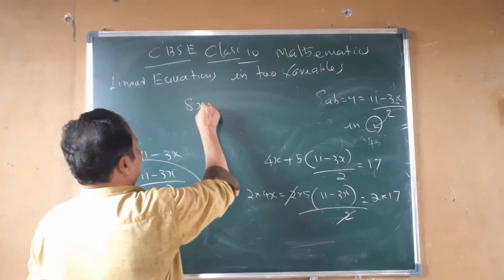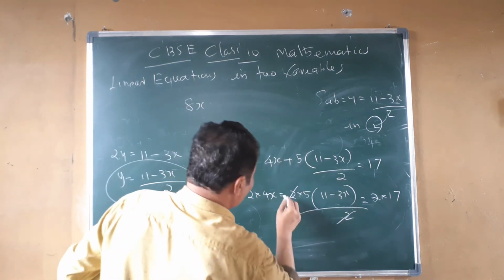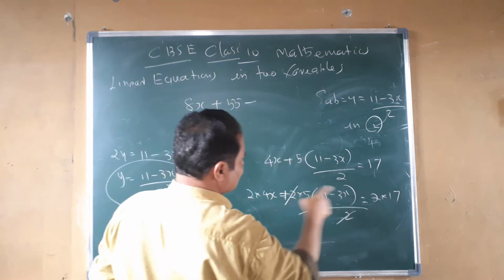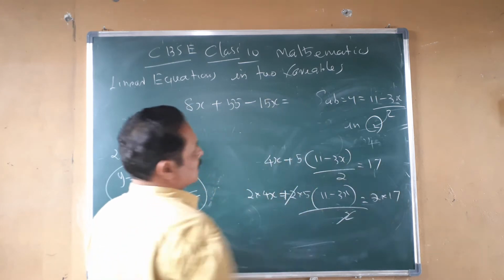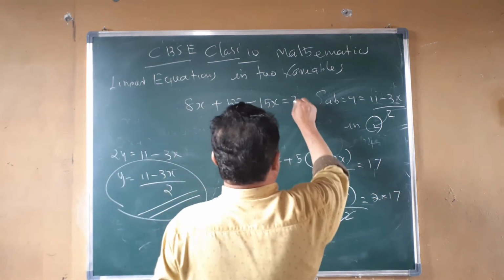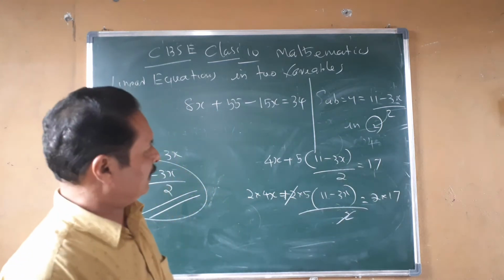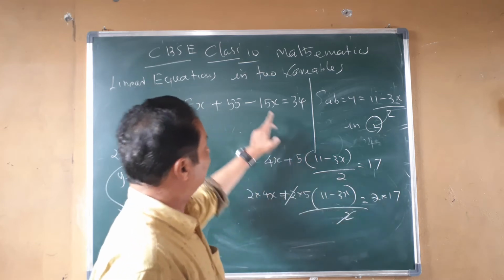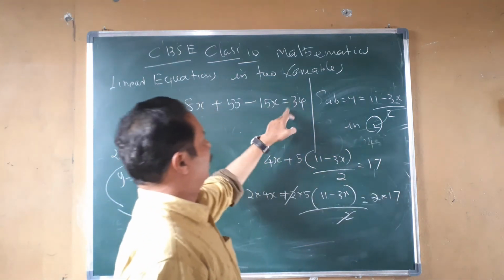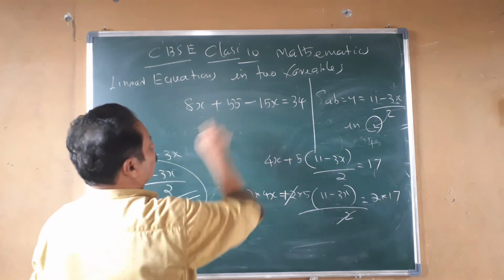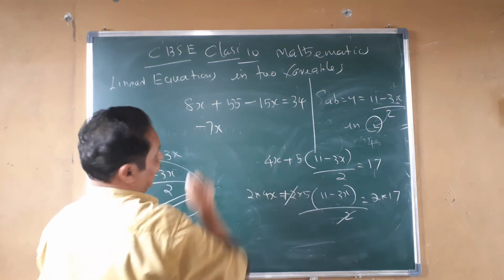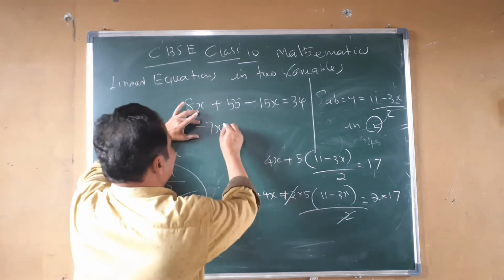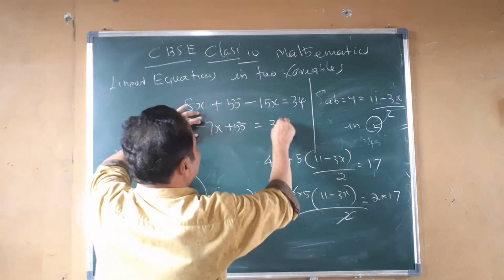2 into 4x is 8x. Plus, these two cancel. 5 into 11, 55, minus 5 into 3x, minus 15x equal to, here it is 2 into 70 is 140. You see that? Now, 8x minus 15x is minus 7x. Validate the sign. That is minus 7x plus 55 equal to 140.